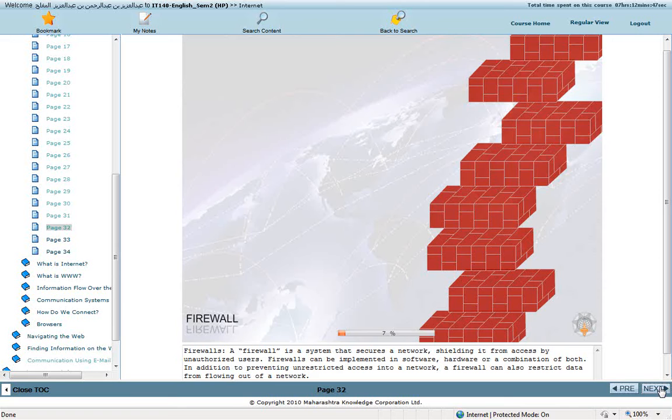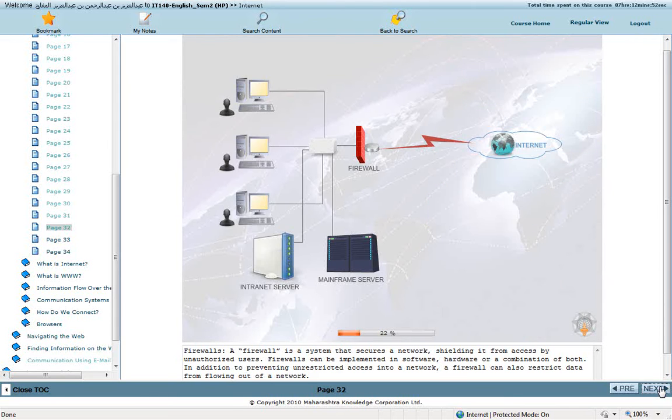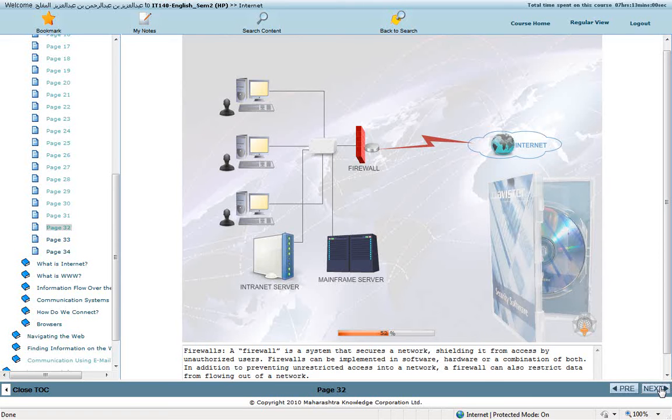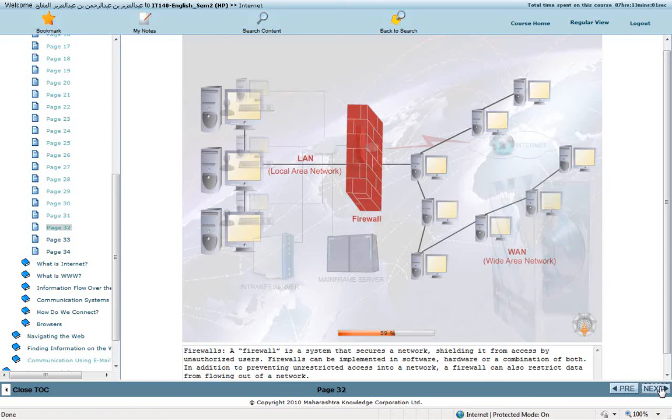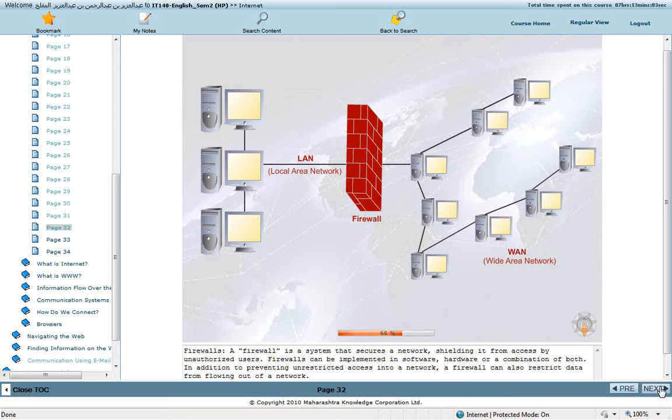Firewalls. A firewall is a system that secures a network, shielding it from access by unauthorized users. Firewalls can be implemented in software, hardware, or a combination of both. In addition to preventing unrestricted access into a network, a firewall can also restrict data from flowing out of a network.